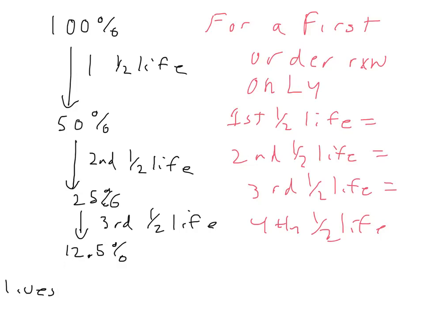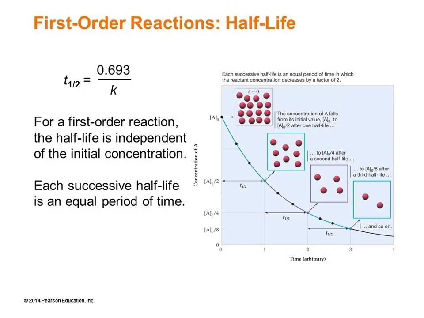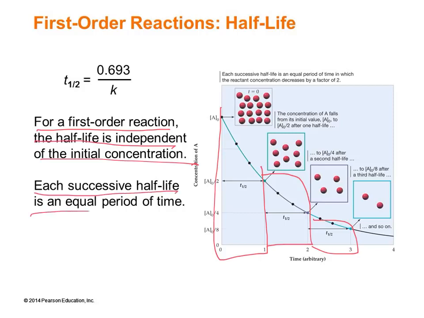This leads to some really fun things you can do in terms of the math and half-lives and first-order equations. This graph illustrates what we were talking about. Notice that your time interval here between your first half-life and your second half-life is the exact same as it is for your third half-life. For a first-order reaction, the half-life is independent of the initial concentration. Each successive half-life is of equal period of time.